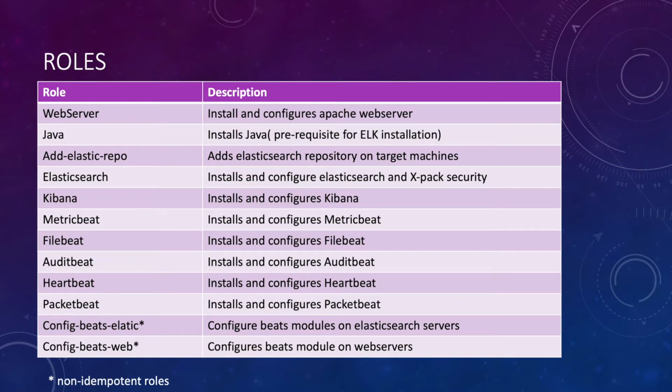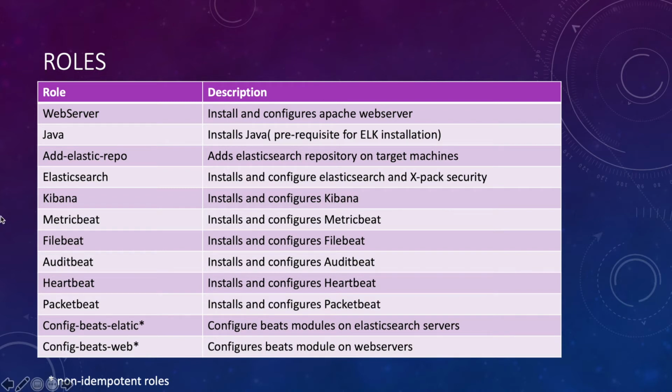Java role will be needed to install Java, which is a prerequisite for ELK stack. Add Elastic repo will add Elasticsearch repository onto the target machine, and this repository will then be used to install various applications. Elasticsearch role will install and configure Elasticsearch and expect security onto the target machine. Likewise, Kibana role will install and configure Kibana GUI client onto the target machine.